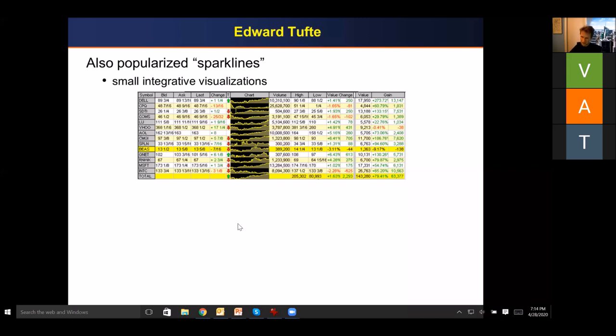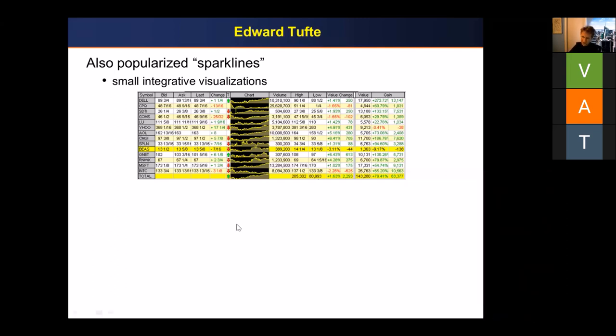So now going back to something he pioneered, also called sparklines. Basically, these are teeny weeny charts that get integrated into just a small box, like the small charts that go into a cell of a spreadsheet or something like this. This is very interesting.